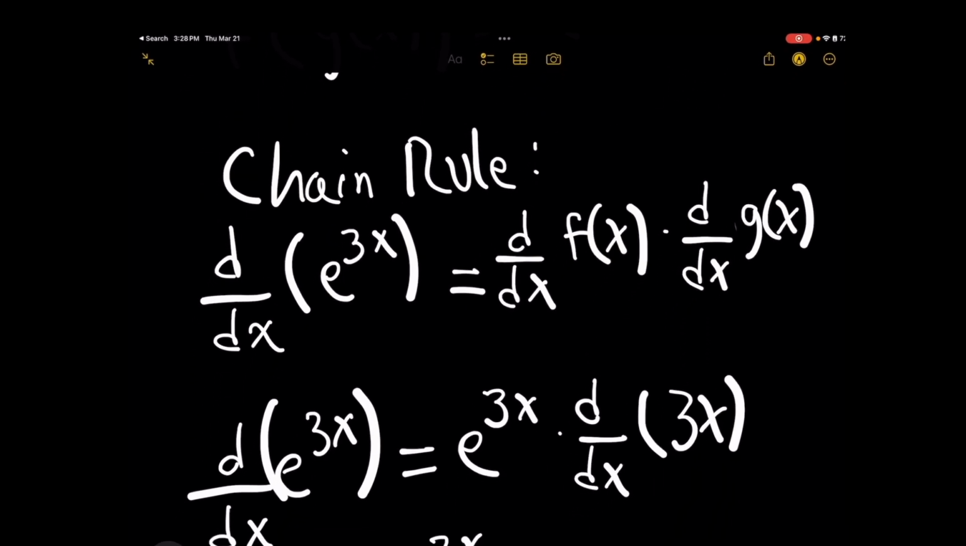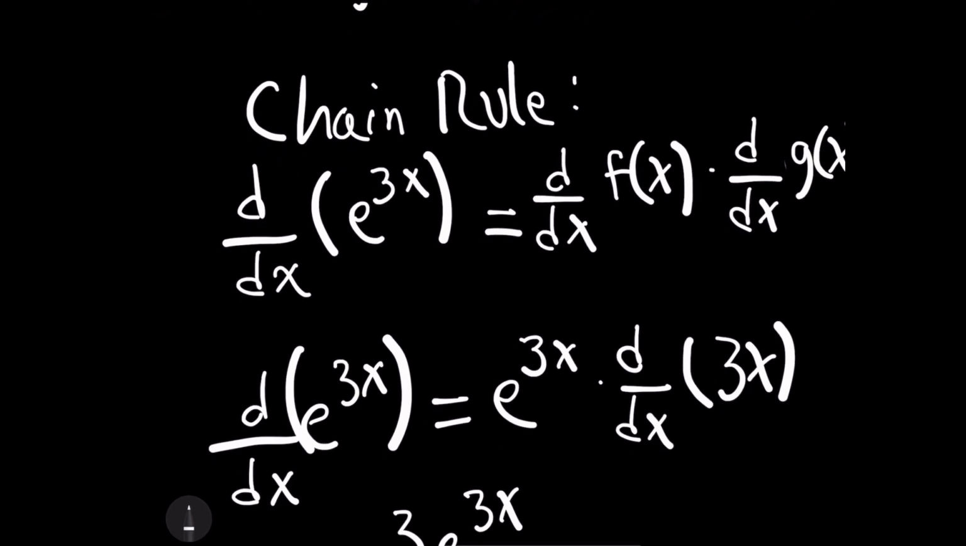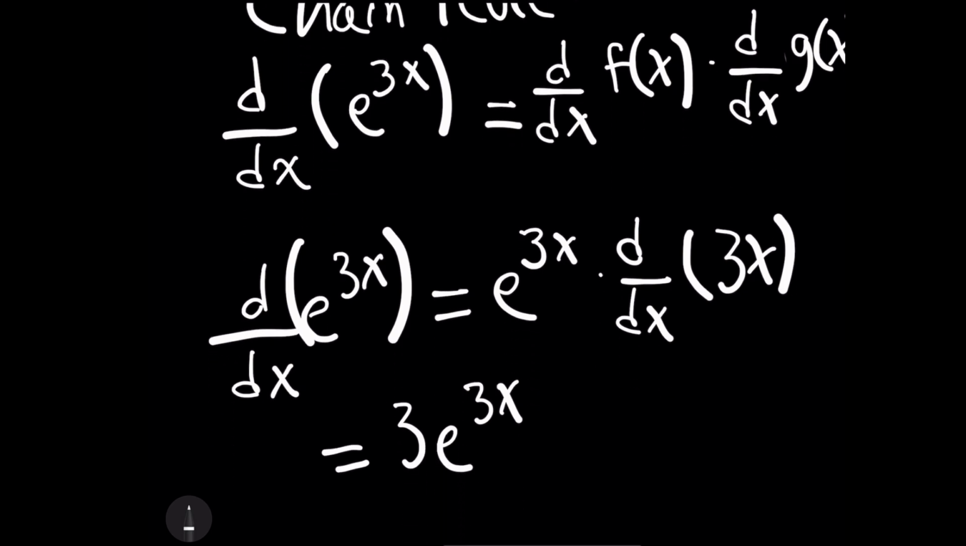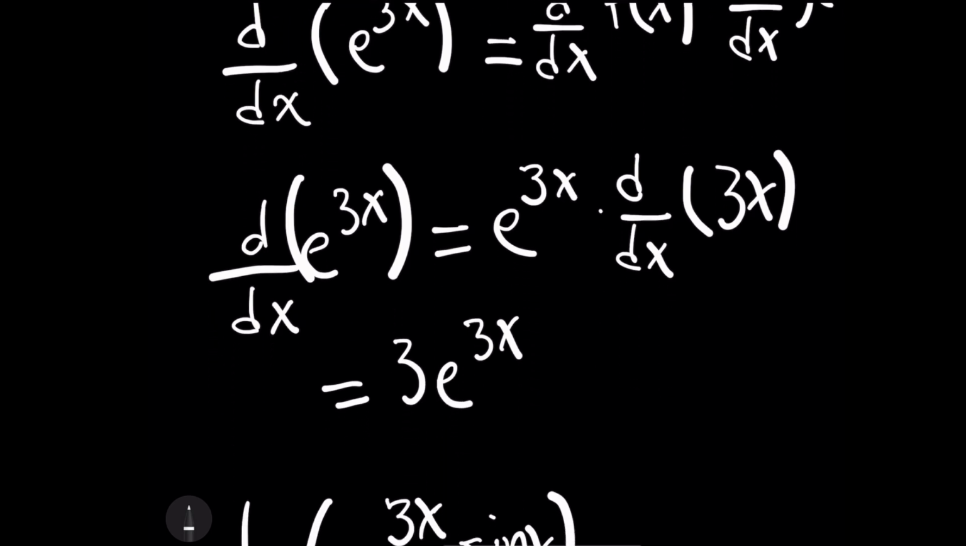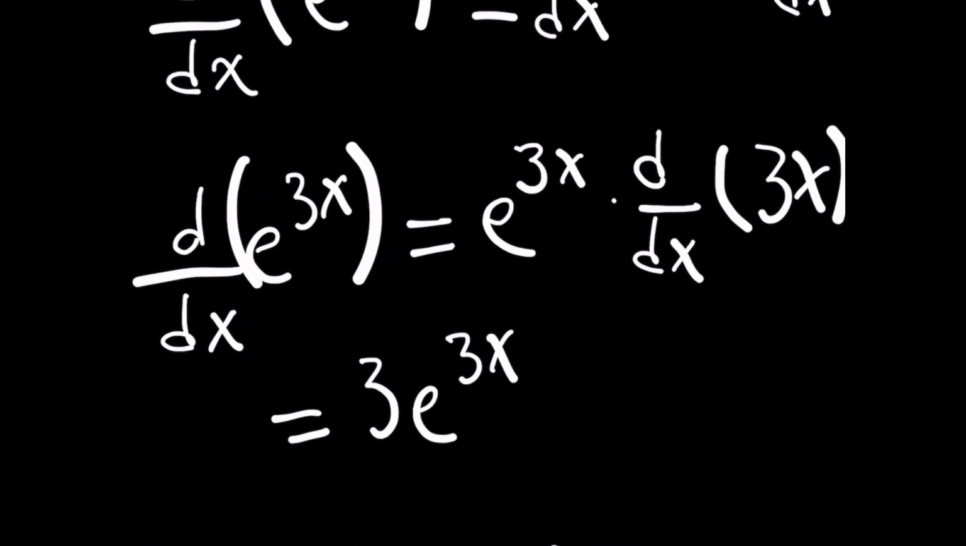e to the 3x then would have a derivative where it's the outer function e to the 3x. So you can think of it as e to the u having a derivative of simply e to the u, where u is this g of x function 3x, times the derivative of that inner function, the power, or u, which would be 3. So then we'll find that the derivative of e to the 3x is in fact 3e to the 3x, not simply e to the 3x.